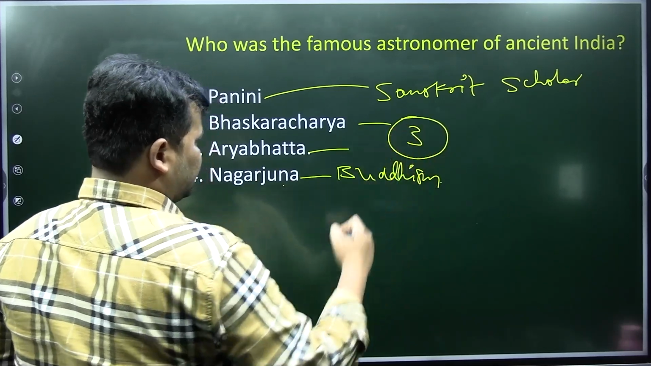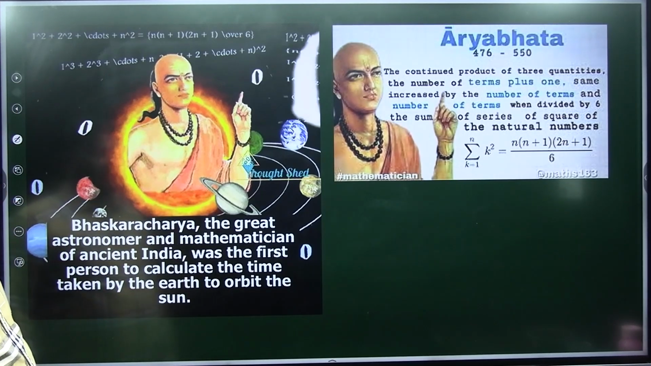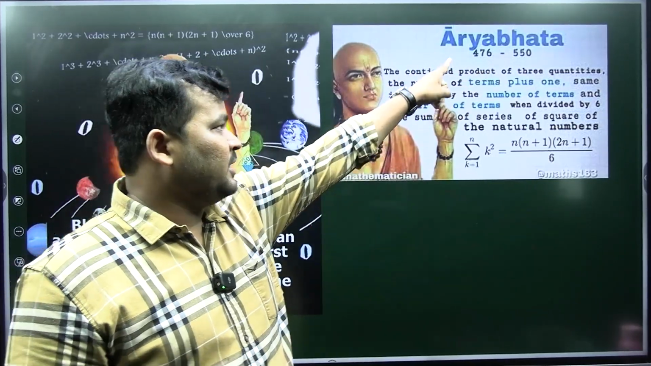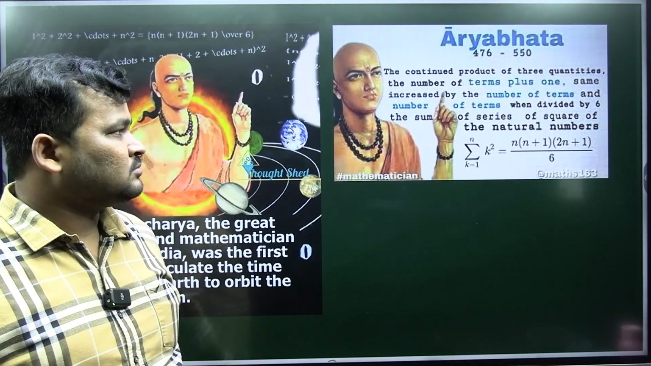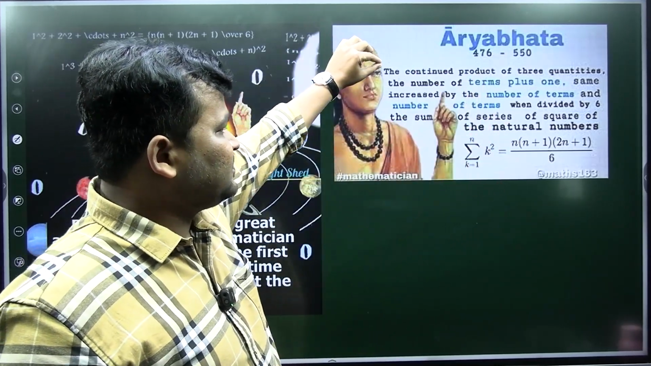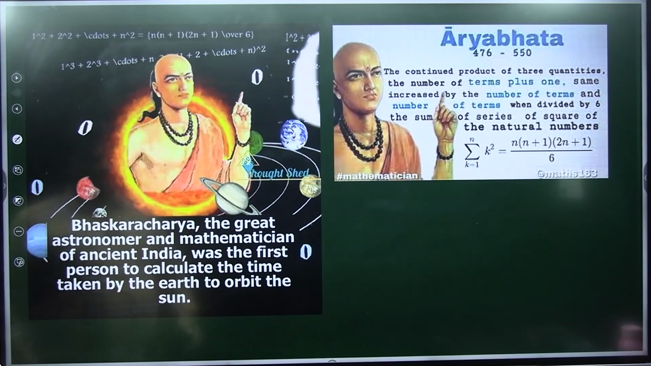3. So Aryabhatta was the ancient famous astronomer. So you can find, Aryabhatta 476 to 550. In 476, Aryabhatta was born. Not BC, it is AD, 476 AD. This is the information related to Aryabhatta. He was the greatest astronomer and mathematician of ancient India, the first person to calculate the time taken by Earth to orbit the sun. So when compared, Aryabhatta was the senior one.